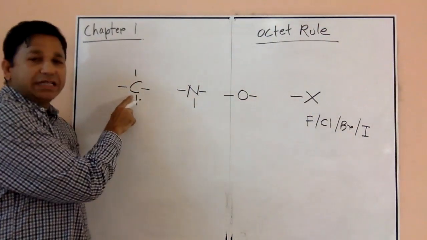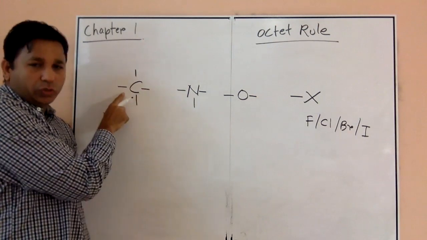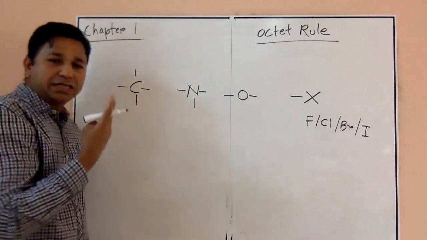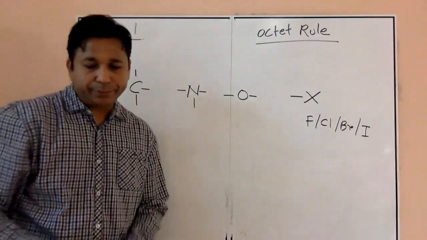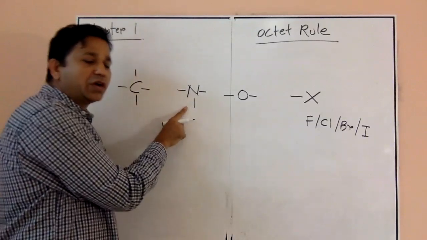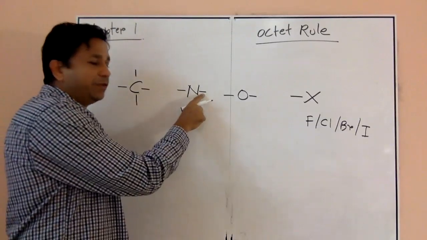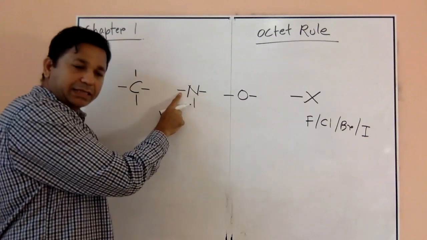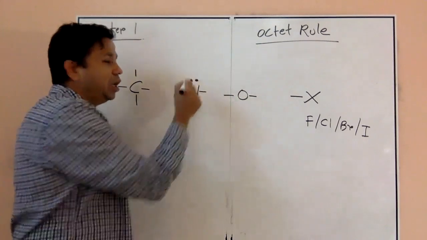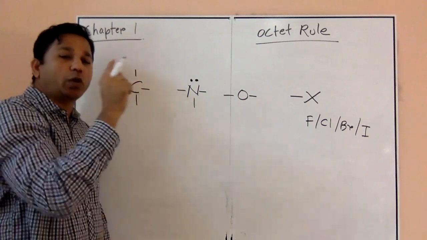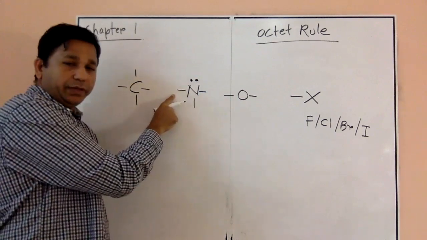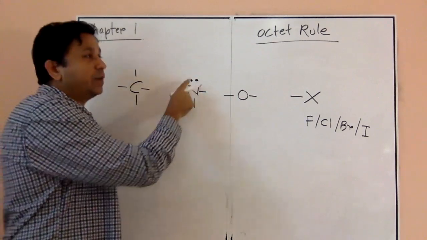So carbon has how many electrons here? Each bond means 2 electrons. So carbon has 1, 2, 3, 4 bonds, that means 8 electrons. Here, how many electrons do we have around nitrogen? We have 2 plus 2 plus 2, 6. But we want 8 because of the octet rule, and that's why we put a lone pair of electrons. So when you write nitrogen, always put a lone pair on the nitrogen if it has 3 bonds, 1, 2, and 3. Why do we need that? To complete the octet.